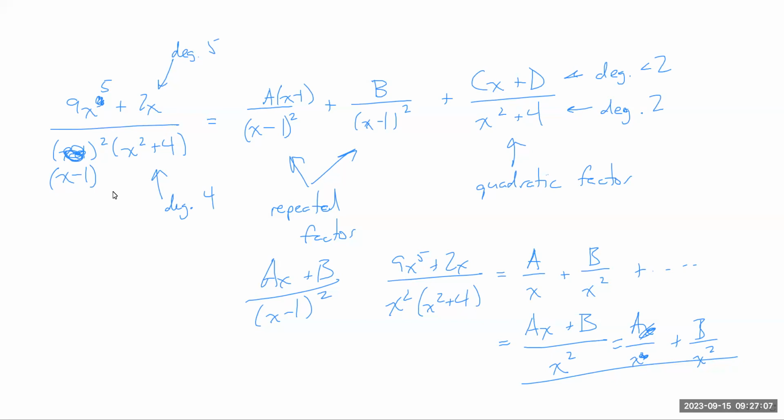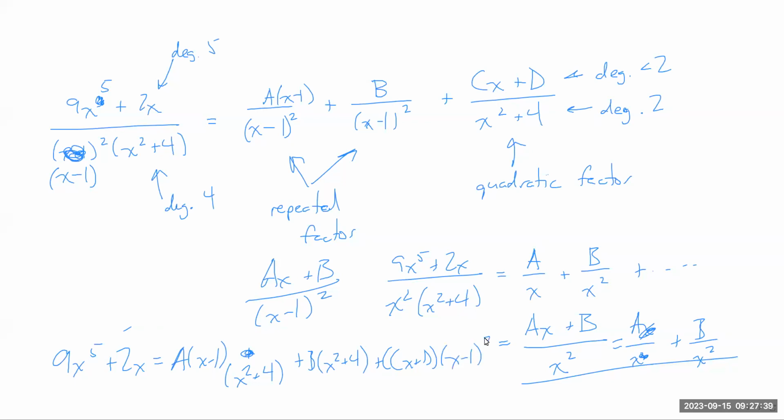So after we cleared the fractions, this is as far as I want to go with this nasty thing. If I multiply both sides by the denominator, then I would get A times (X minus 1) times (X squared plus 4), plus B times (X squared plus 4), plus (CX plus D) times (X minus 1) squared. Yeah, it's gonna be nasty.